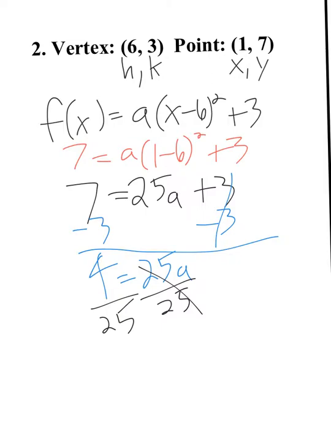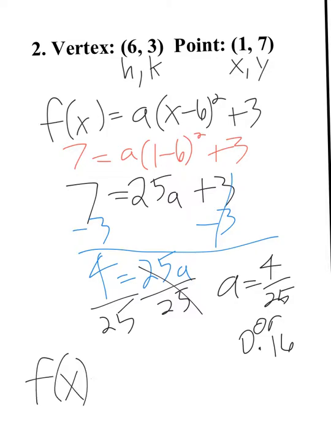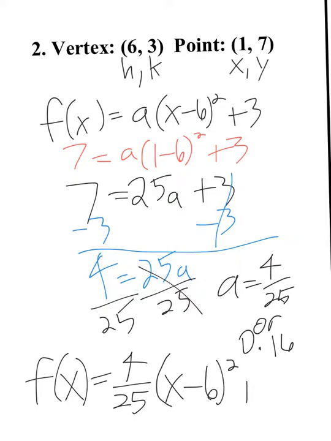And let's see here, does 4 over 25 simplify? I don't think it does, so it's going to be a equals 4 over 25. If you really want to, you can write it as a decimal, but I strongly prefer the fraction. Okay, so I'm going to go back and write my function answer, f of x equals 4 over 25 times (x minus 6) squared plus 3.